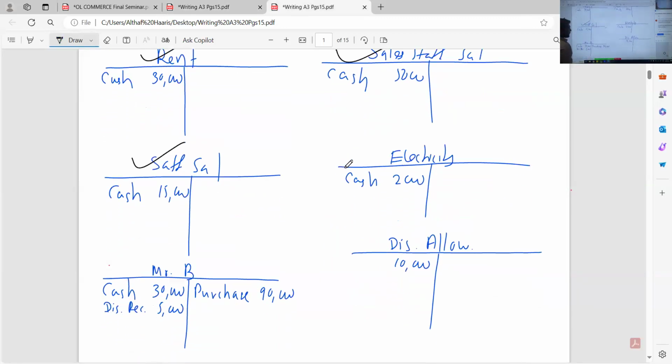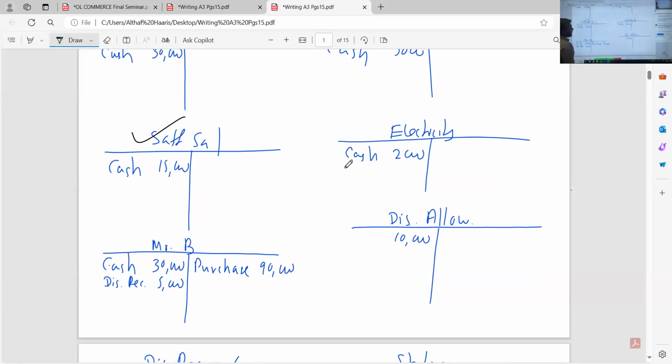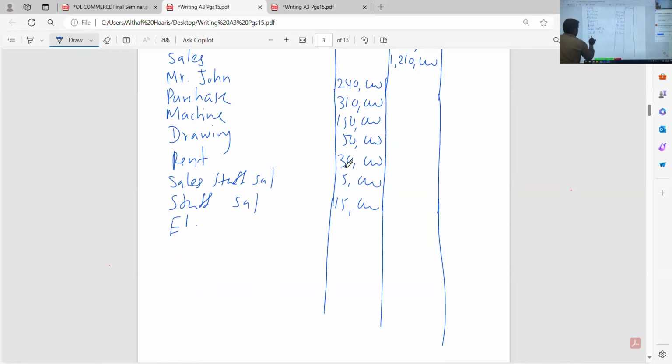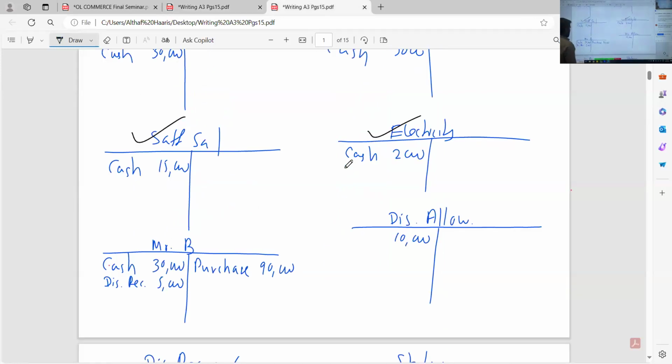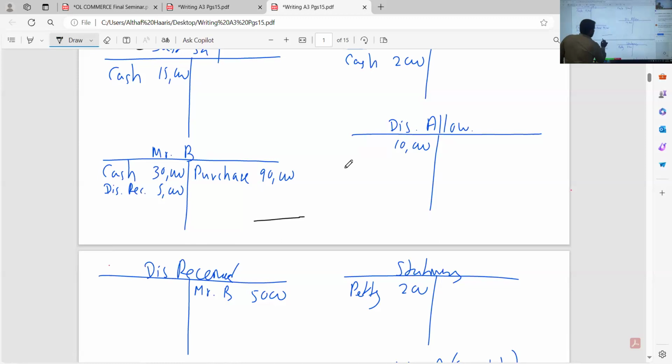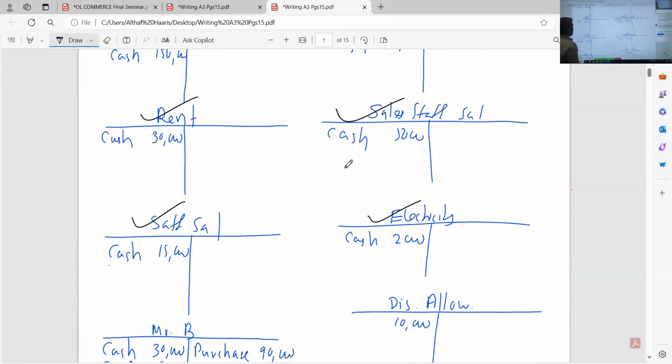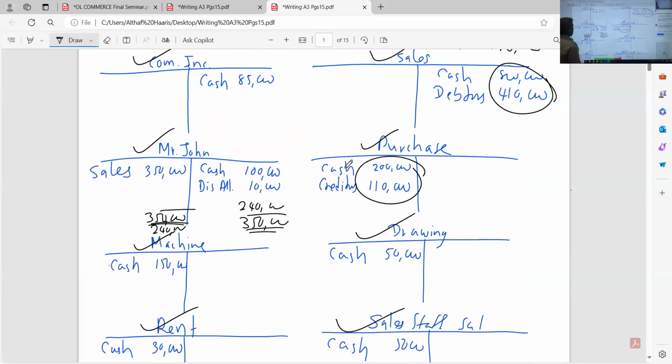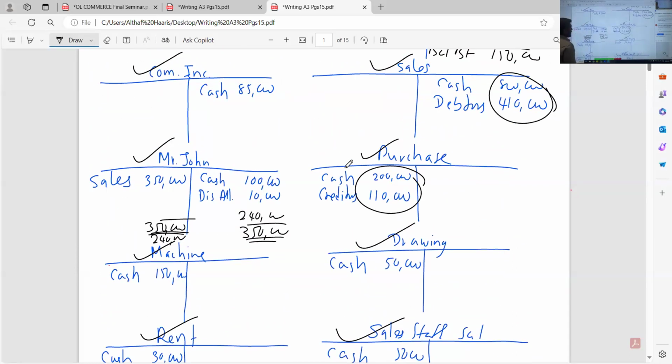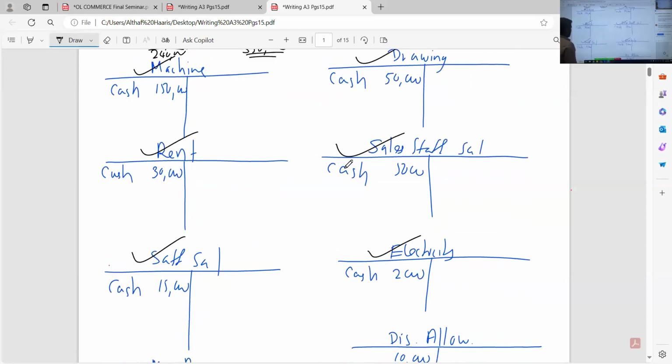Next one. Electricity 2,000. Mr. B. Mr. John, Zaharullah, is a debtor. Here we have done some sales to Mr. John, so he is a debtor, not a creditor. Okay, Zaharullah?